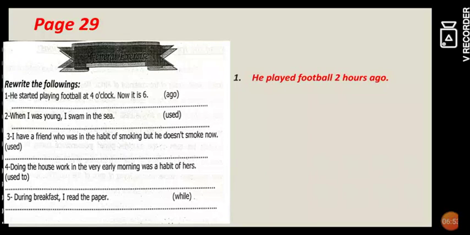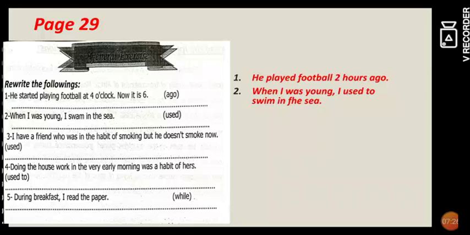Okay, next. Rewrite the following. Page 29. Number 1. Rewrite. He started playing football at 4 o'clock. Now it's 6 o'clock. So the answer will be he played football 2 hours ago, because he started playing football at 4 and now it's 6.